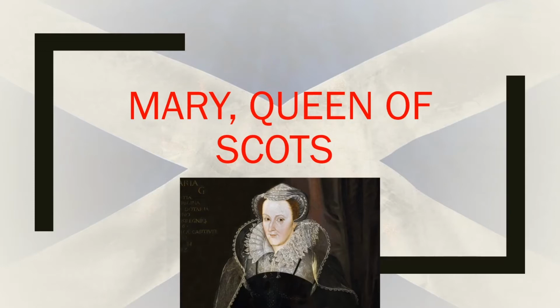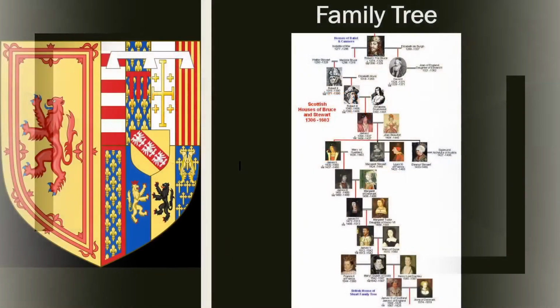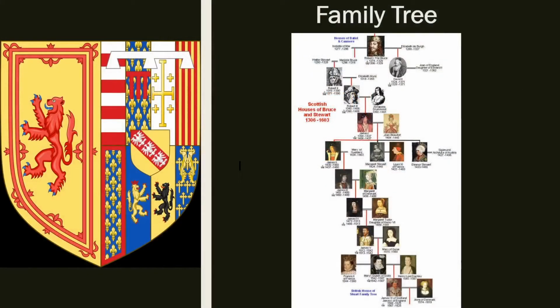So to better understand where she's coming from, let's begin by talking about her family tree. Mary was the daughter of King James V of Scotland and his second wife, Mary of Guise. Mary's great-grandfather was Henry VII, making Henry VIII of England her great-uncle. Elizabeth I was Mary's cousin by blood.